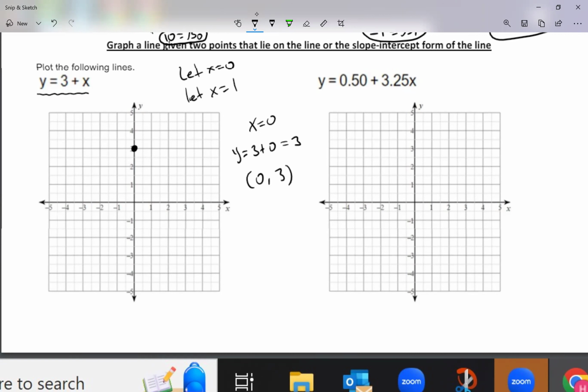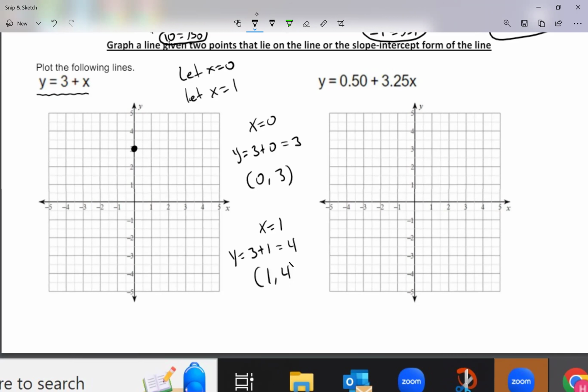Now for my next point, I'm going to let x equal 1. So I'm going to rewrite the equation. Y equals 3 plus x, but instead of x, I'm going to write 1. So I'm going to write this as y is equal to 3 plus 1. And I know 3 plus 1 is 4. So that gives me the point 1, 4. I can easily plot that point. Boom, it's right there. If I would have been dealing with decimals, not a big deal. We can do that. Now I have 2 points. I'm just going to connect them with a line.